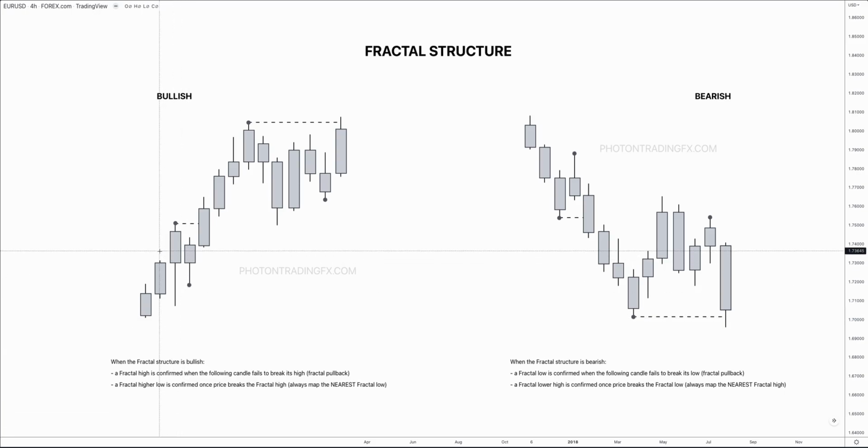But remember, what is the rule for defining an up move with fractal structure in a bullish market? It's nothing to do with where these lows are. It's all about looking at, does the next candle break this candle's high? Yes. So it doesn't matter if this wick comes down here, it's irrelevant, because this candle broke the candle's high. So it's part of the up move.